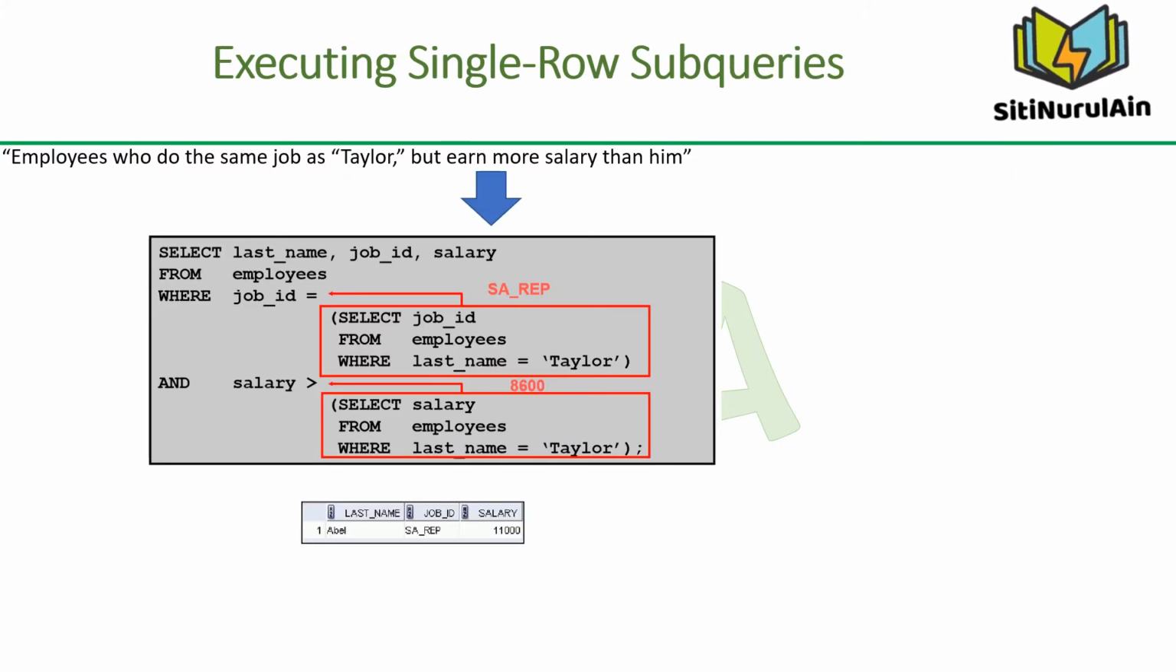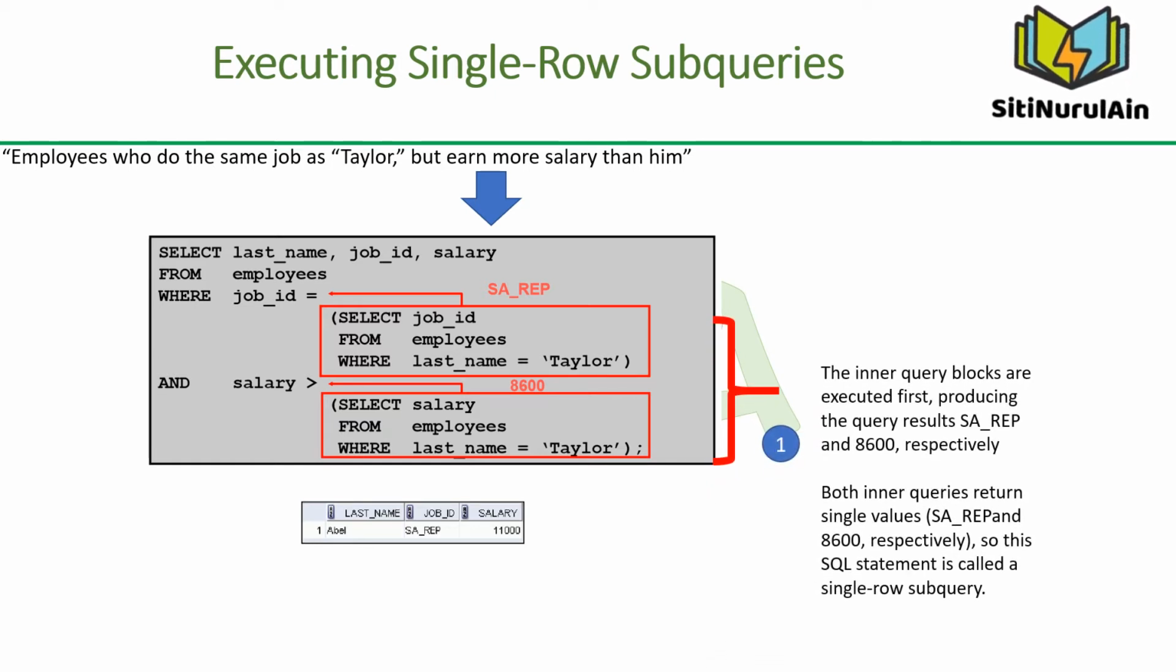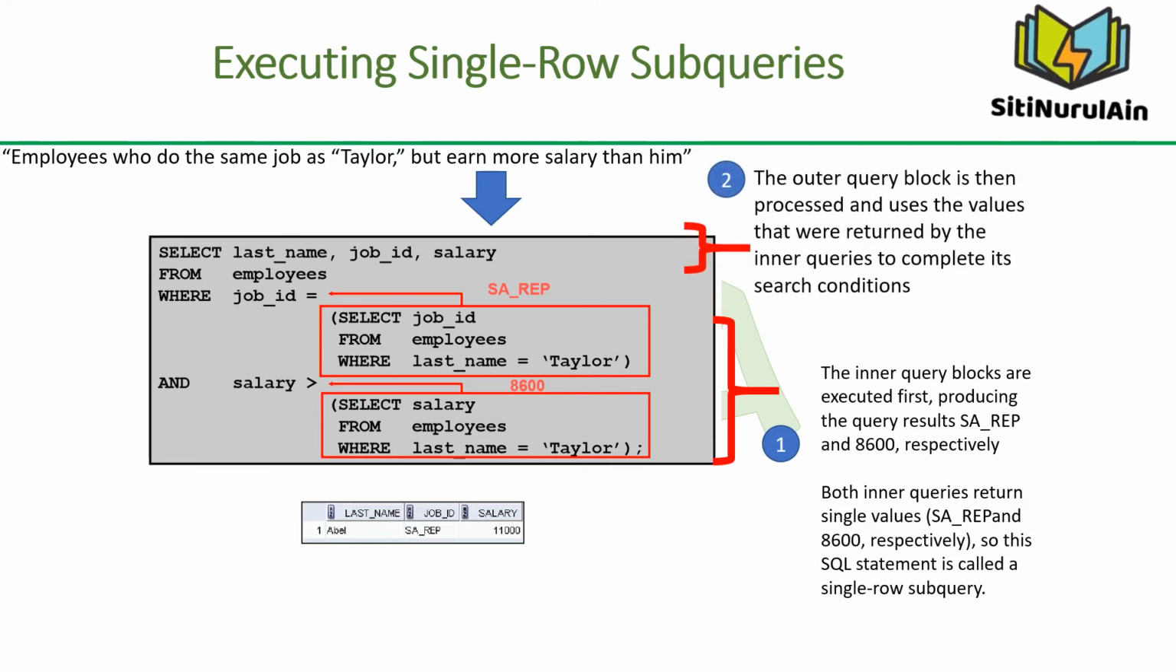A select statement can be considered as a query block. The example in the slide displays employees who do the same job as Taylor, but earn more salary than him. The example consists of three query blocks, the outer query and two inner queries. The inner query blocks are executed first, producing the query results SA_REP and 8600, respectively. The outer query block is then processed and uses the values that were returned by the inner queries to complete its search conditions. Both inner queries return single values. This SQL statement is called a single row subquery.